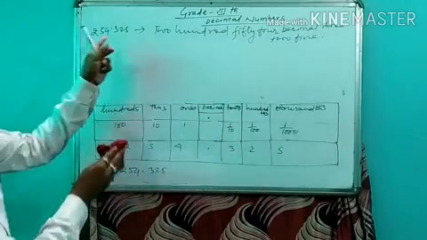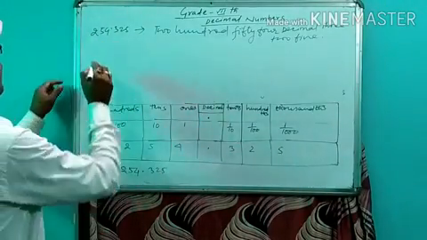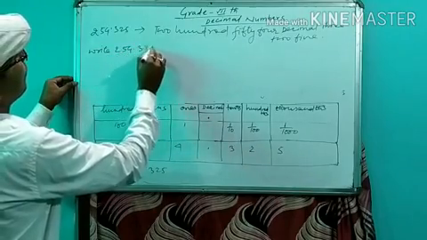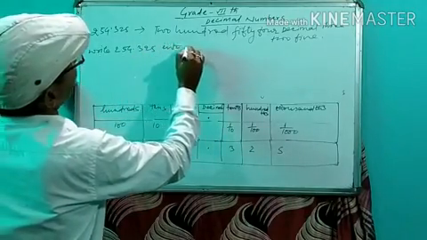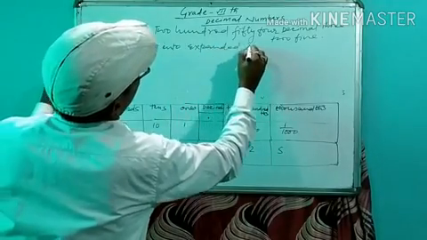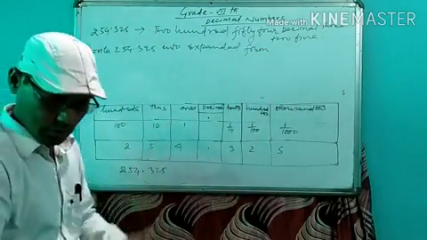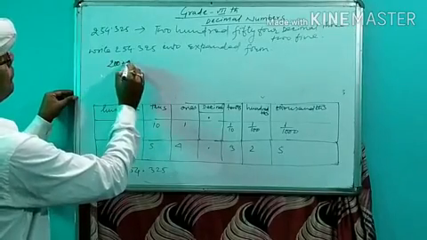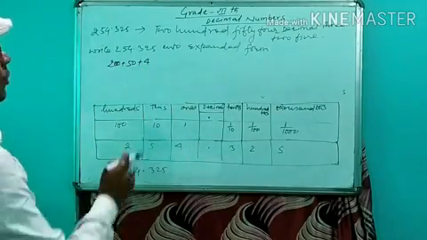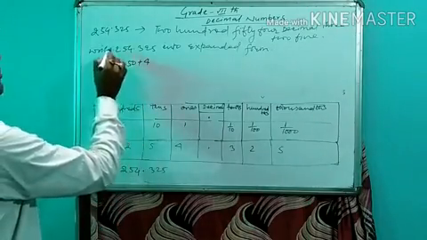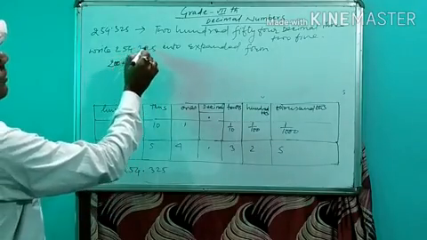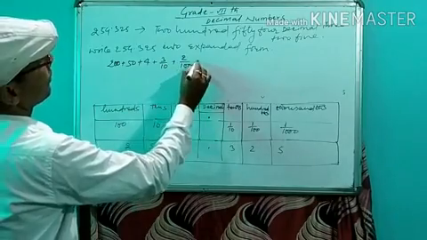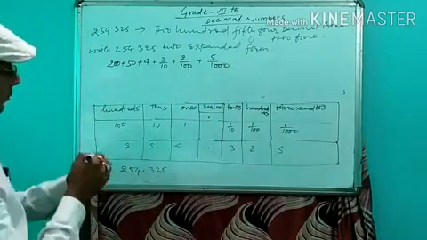Now you have to expand it. What is the expanded form of this decimal number? Write it in expanded form. Here is 254. In the whole part there is no confusion: ones, tens, hundreds. But in the decimal part: tenths, hundredths, thousandths. You can write 3 by 10, 2 by 100, 5 by 1000. Okay?